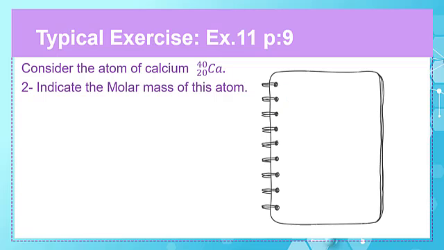Number 2. Indicate the molar mass of this atom. Also, the rule of the molar mass is M equal A gram per mole. A here is 40, so we substitute in the rule to get 40 gram per mole.